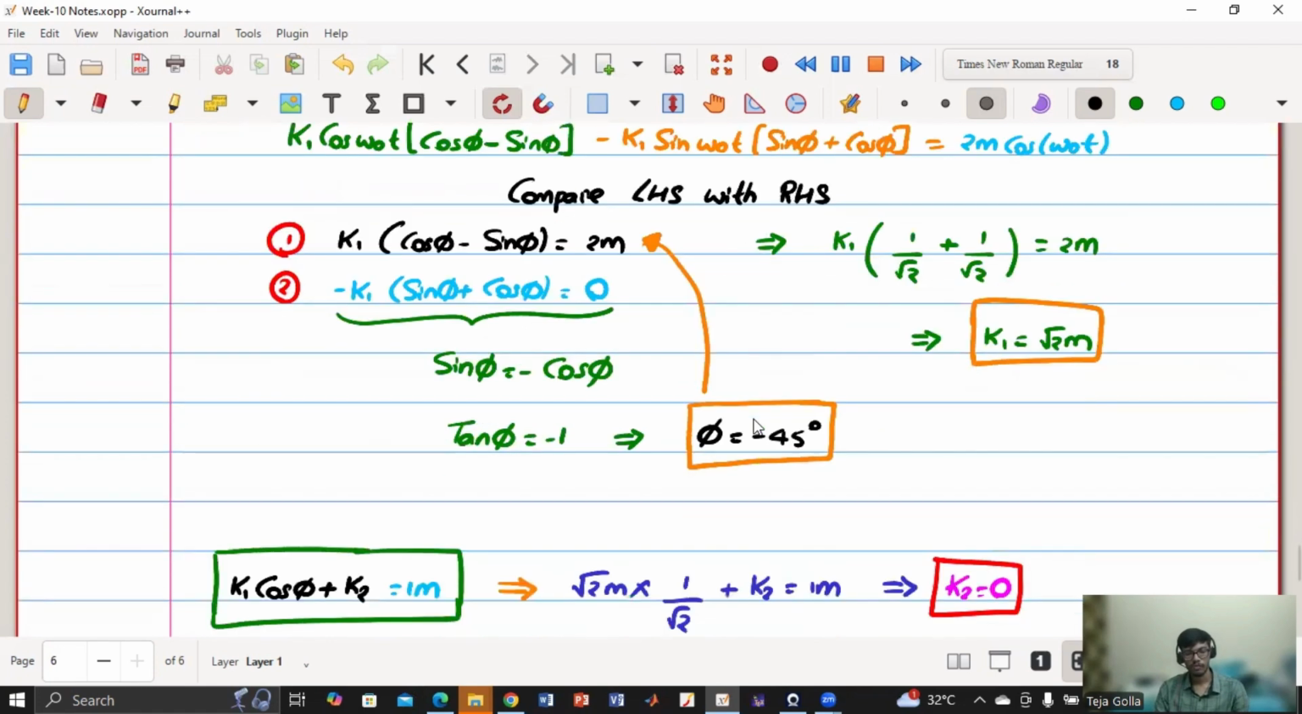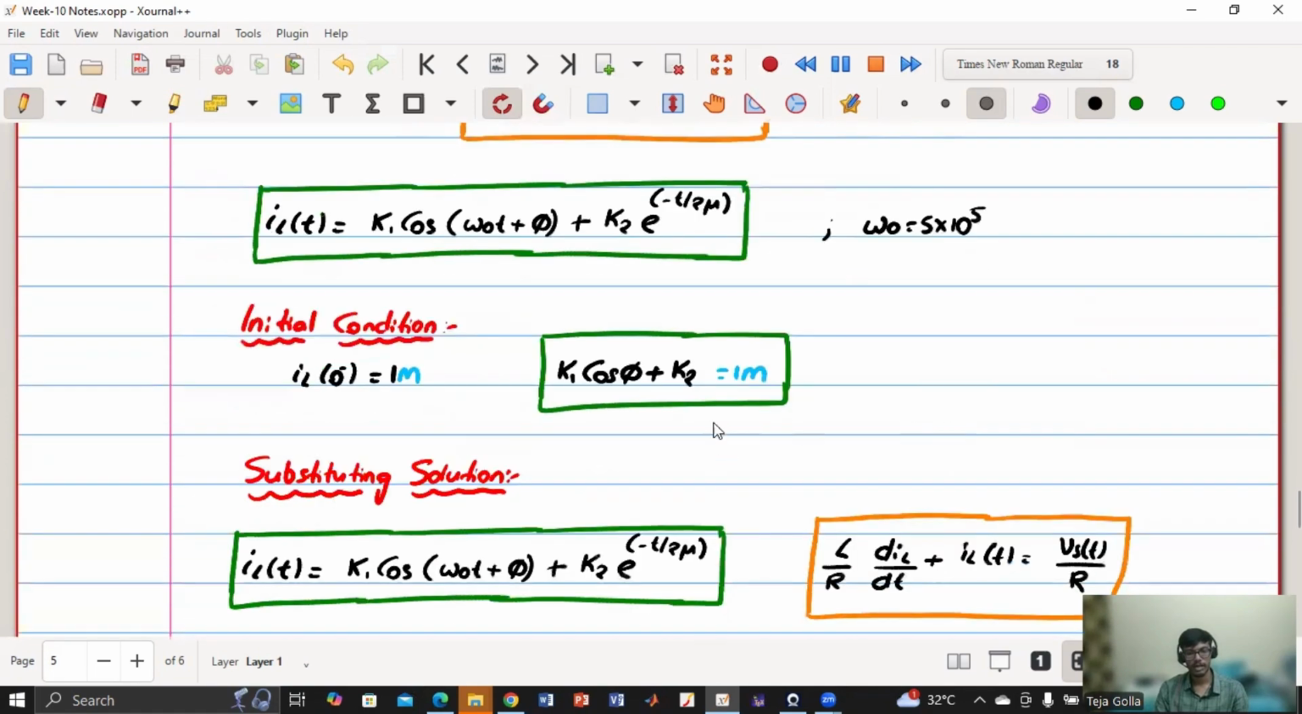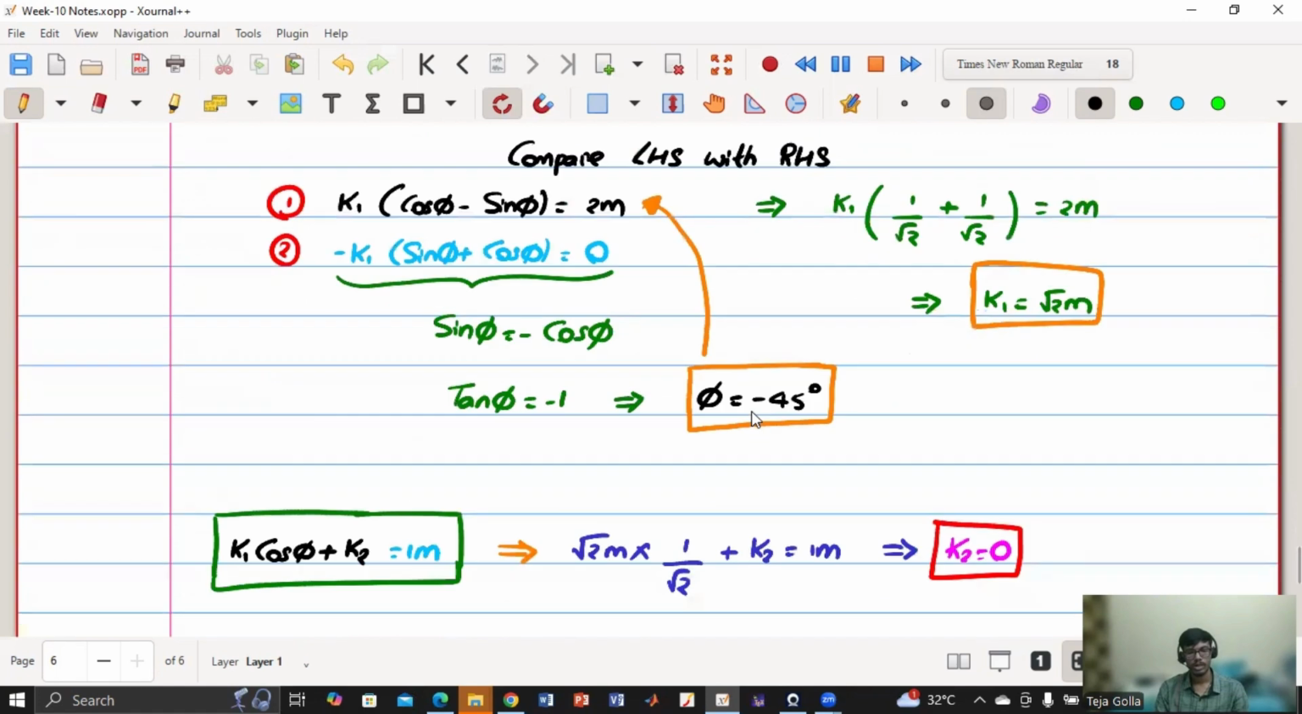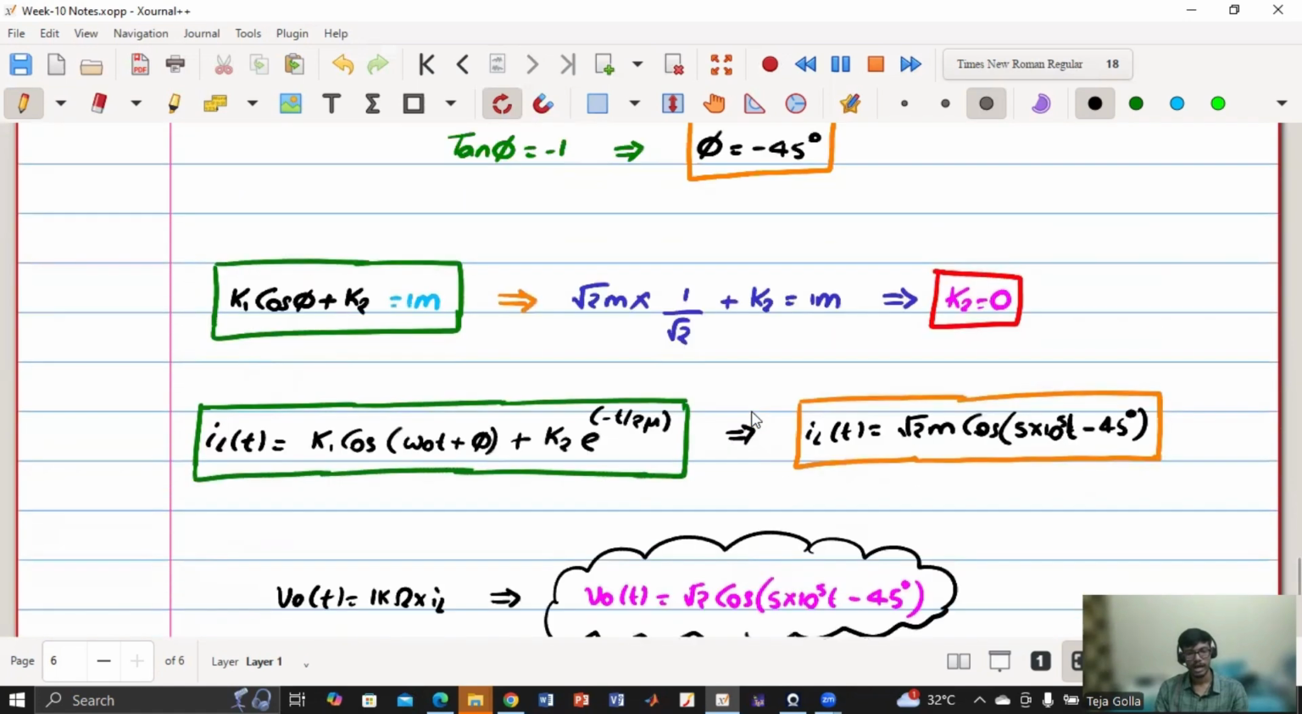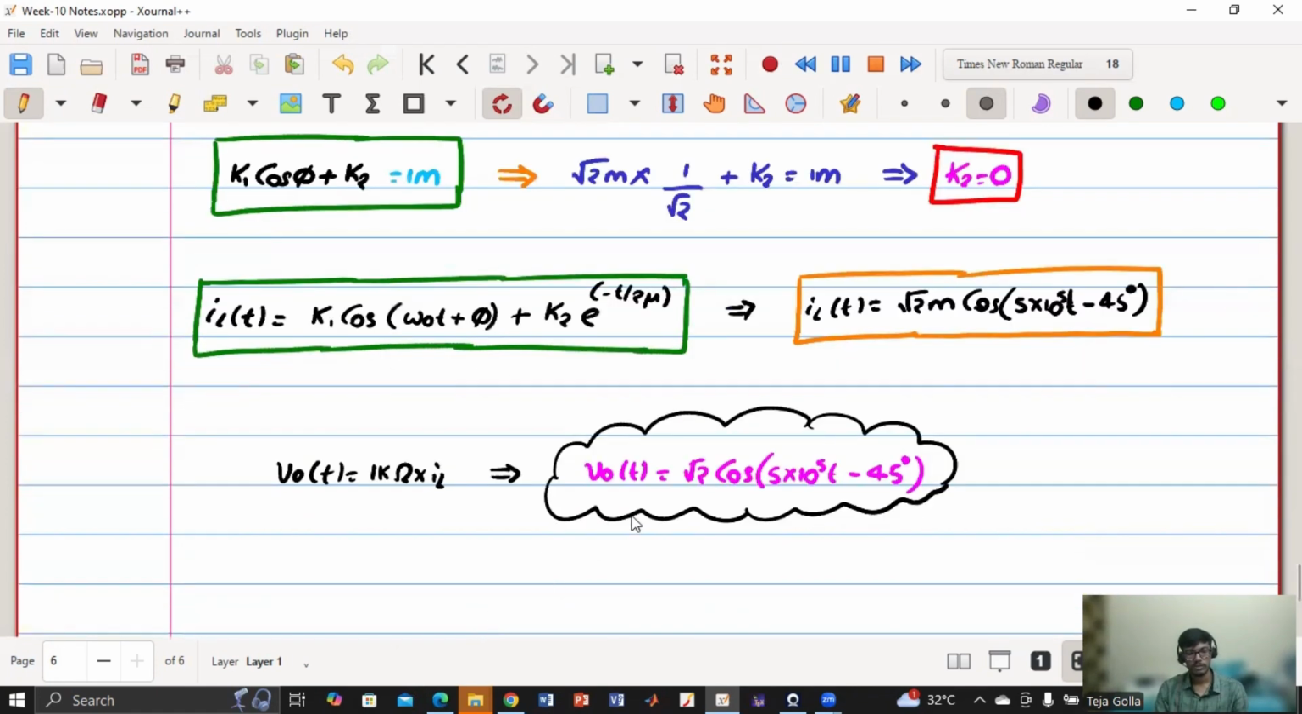Once I do that, I got phi. I have substituted this phi in the first expression to get K1. Once I got K1 and phi, I substituted them in the earlier initial condition expression to get K2. Once I get K1, K2, and phi, I got IL of t. But they have asked V naught of t, which is 1 kilo ohm into IL. And then I got the expression for V naught of t.